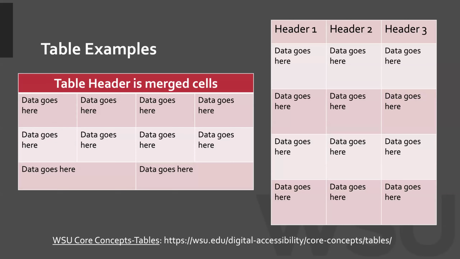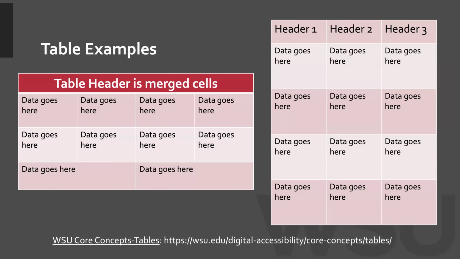So the first table on the left-hand side has 4 rows and 4 columns. The top row is 4 merged cells. The header row is all merged cells. And then the second row has 4 individual cells. The third row has 4 individual cells. And then the last row has 2 sets of merged cells. And so this is an example of a table that would not be accessible.